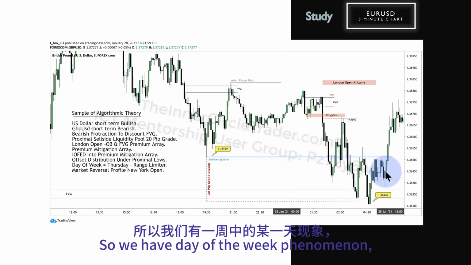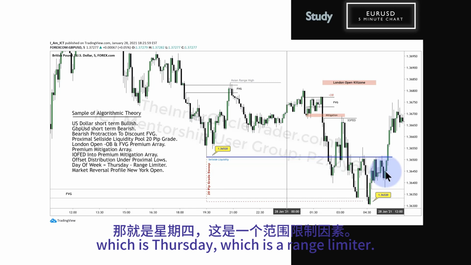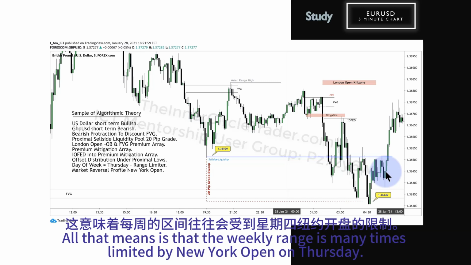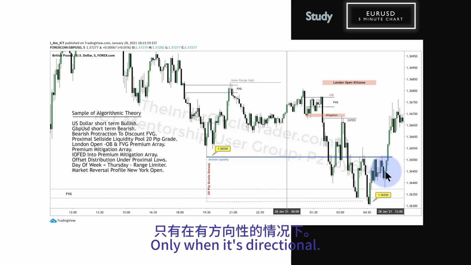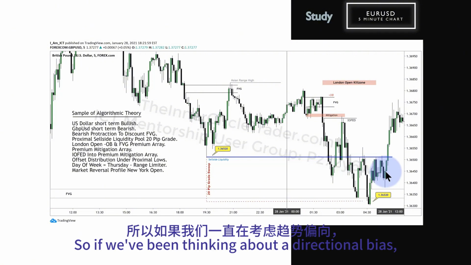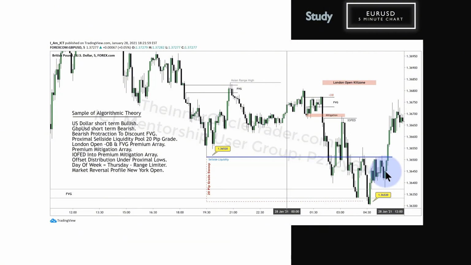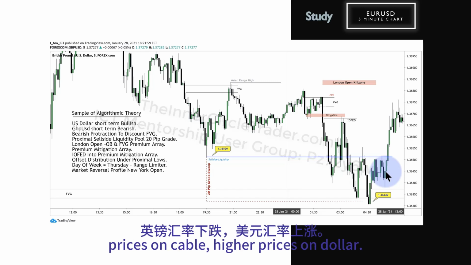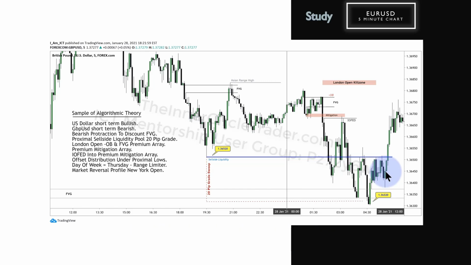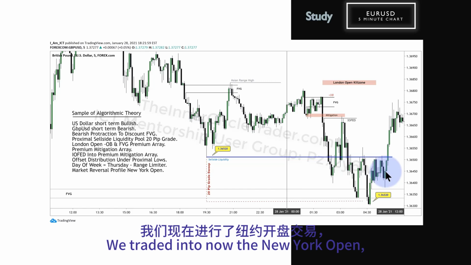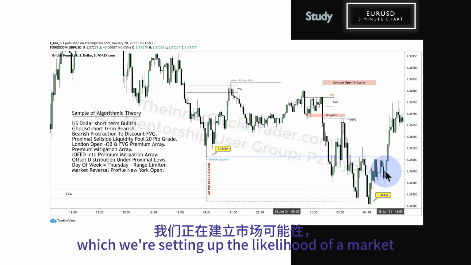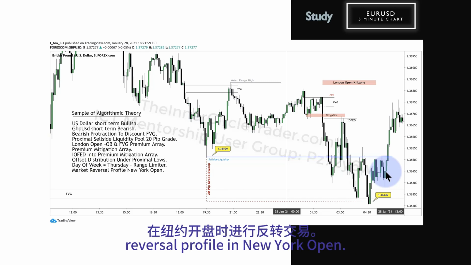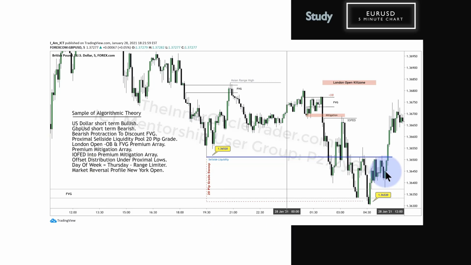So we have a day of the week phenomenon, which is Thursday, which is a range limiter. And all that means is that the weekly range is many times limited by New York open on Thursday, only when it's directional. Okay, so if we've been thinking about a directional bias, in this case, we were looking for weaker prices on cable, higher prices on dollar. We traded into now the New York open, which we're setting up the likelihood of a market reversal profile in New York open.